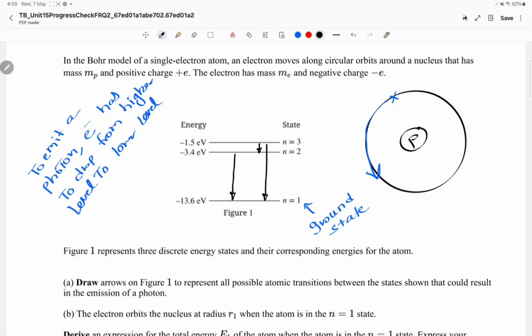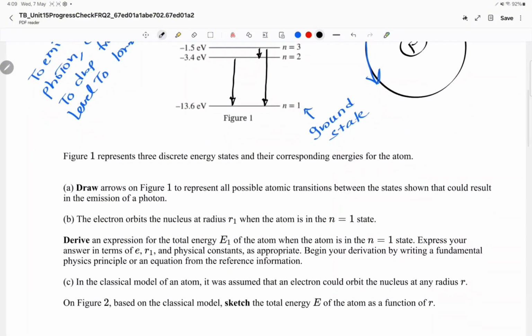Okay, B: the electron orbits the nucleus at radius of r1 when the atom is in n1 state. Derive an expression for the total energy of the atom when the atom is in the n1 state. Express your answer in terms of the charge, r1, and any physical constants as appropriate. Begin your derivation by writing the fundamental physics principle or an equation from the reference information.